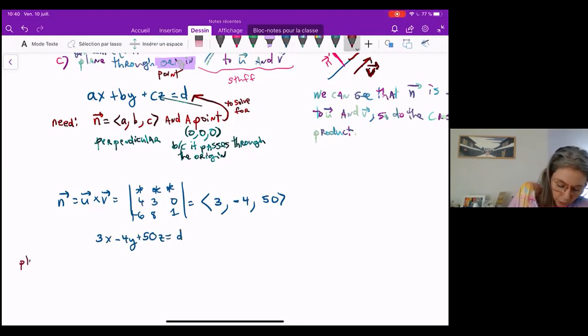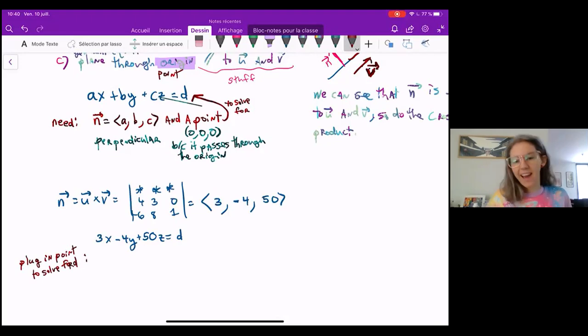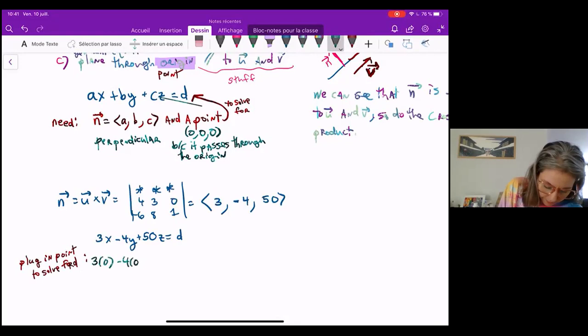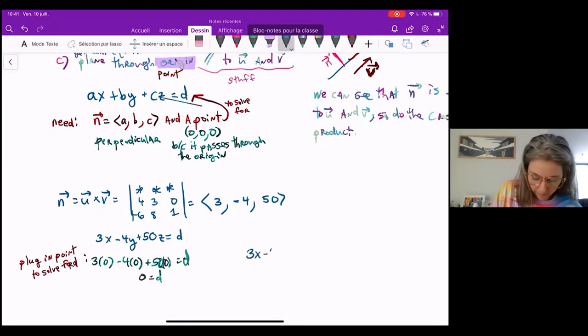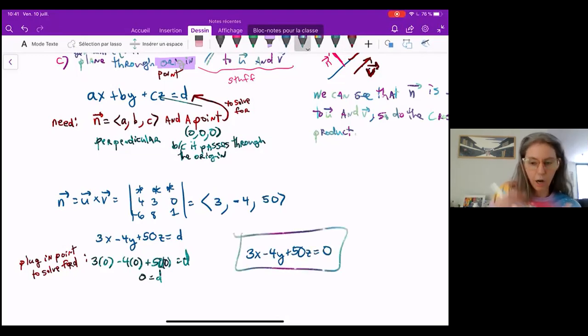And then we plug in the point to solve for d. Yesterday in class, we said that if it passes through the origin, d will always be 0. That said, we can always still just plug in. So I can get 3 times 0 minus 4 times 0 plus 50 times 0 is equal to d. 0 equals d. So then that is my general equation here.